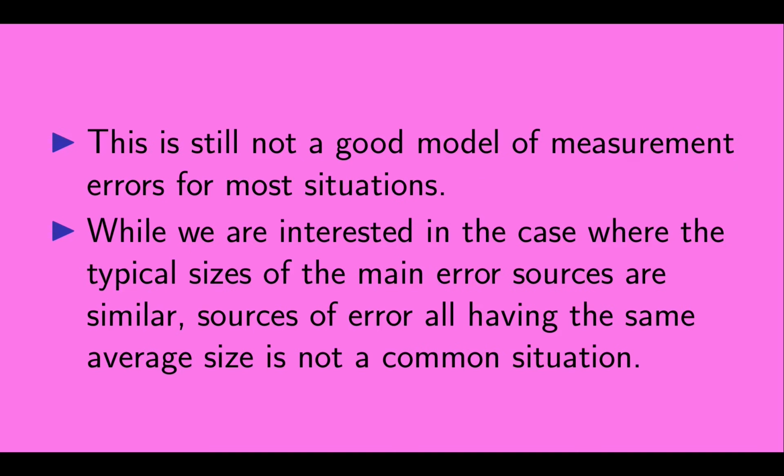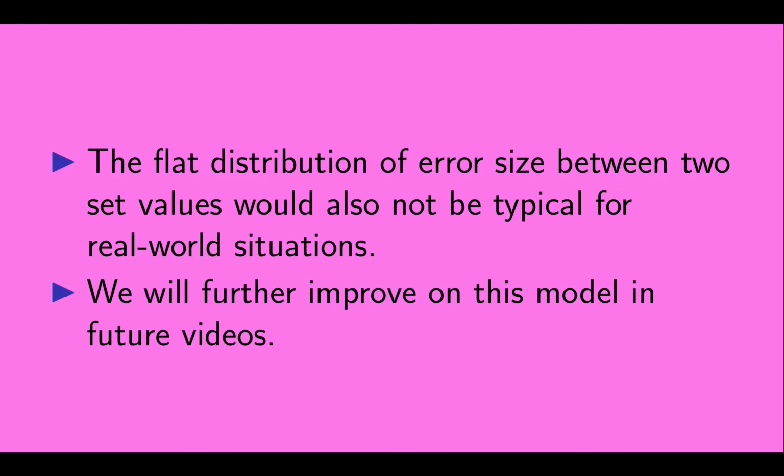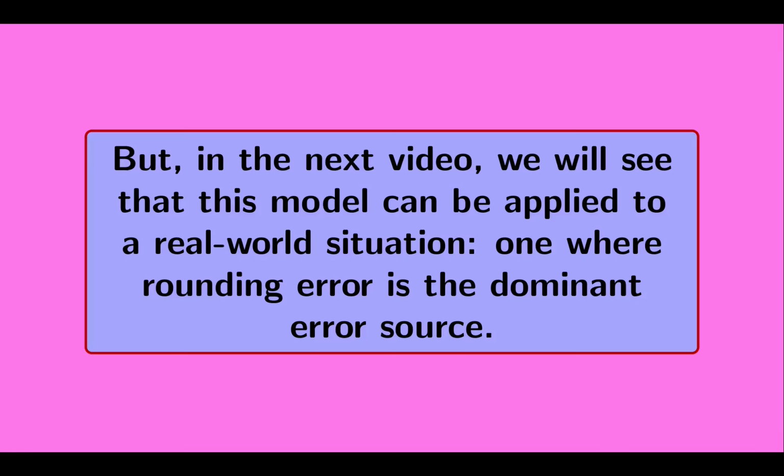While this is an improvement, it's still not a good model of measurement errors for most situations. We're interested in the case where the typical sizes of the main sources of error are similar, but them all having the same average size is not a common situation. Also, the flat distribution of error size between two set values would also not be typical in the real world. We will further improve on this model later. But in the next video, we will find one real-world situation where this model can be applied. It's a scenario where rounding error dominates the other sources of error.